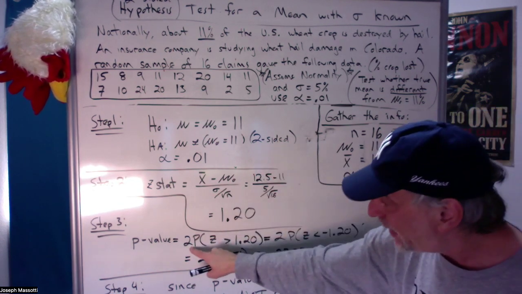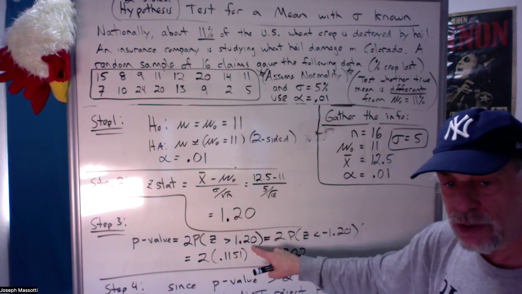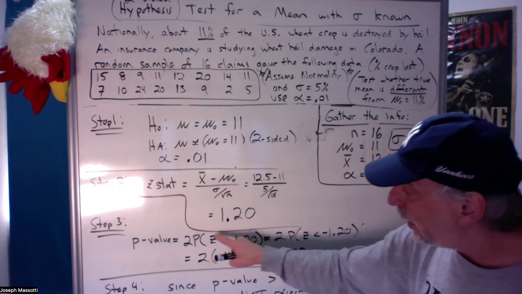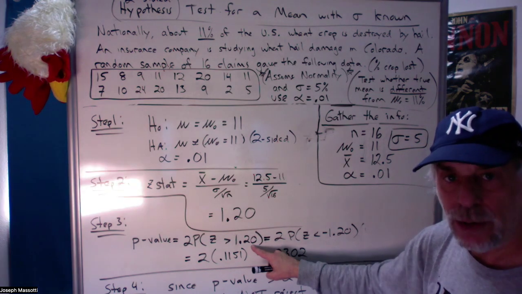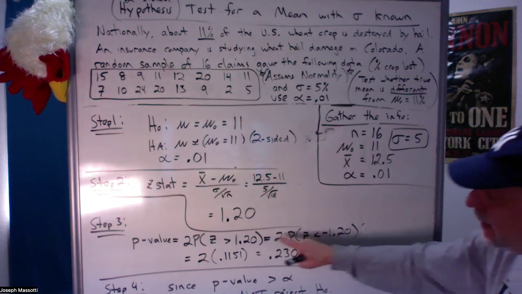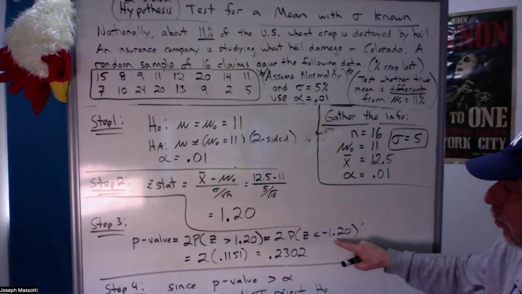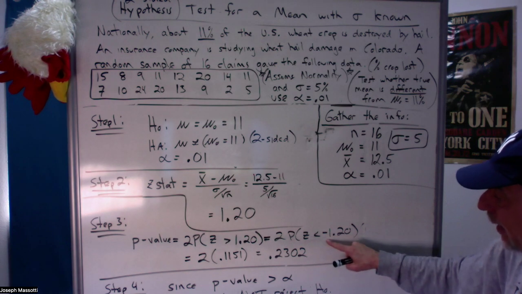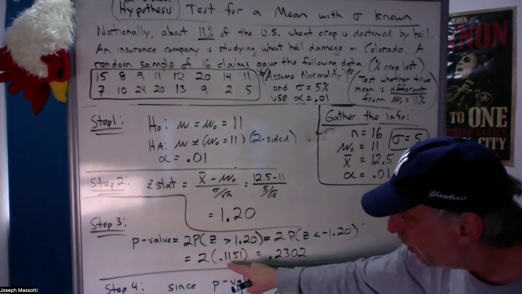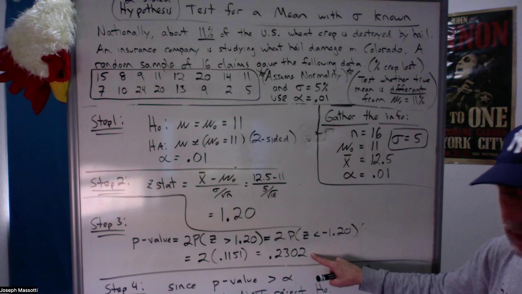So twice the probability that z is greater than 1.20. We know how to find the probability that z is greater than 1.20 in our standard normal table. We can look up the probability that z is less than the negative of that number using the symmetry idea. When we look up the number z less than negative 1.2, we get this value. We double that value, and this is our p-value. Very high p-value, right?